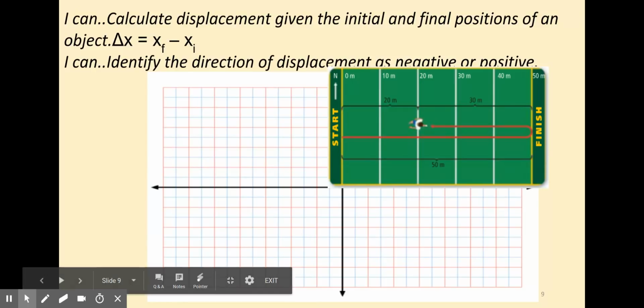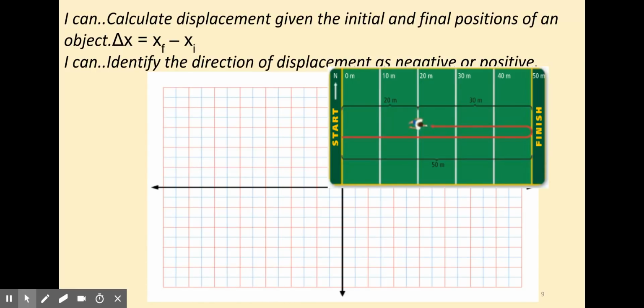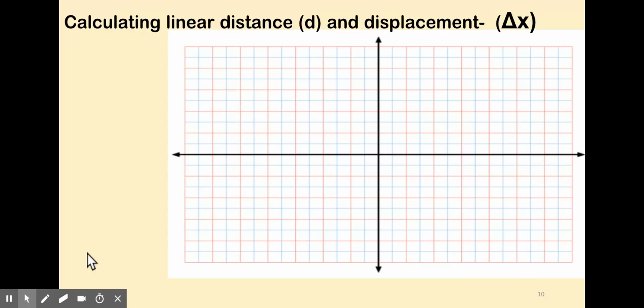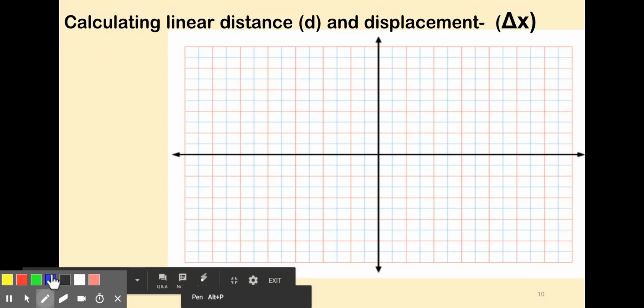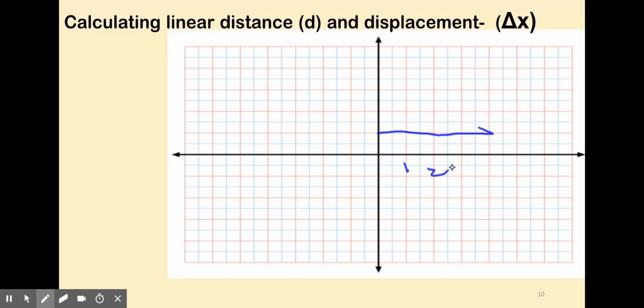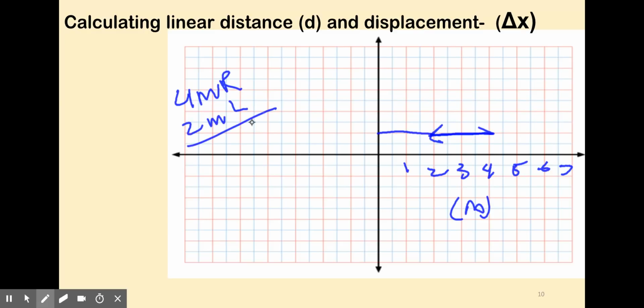So some more practice. Here's the example that I showed you earlier, so we don't need that one. Let's say an object moves. This is 1, 2, 3, 4, 5, 6, 7. This is meters as our unit. So if an object moves 4 meters to the right and it moves back 2 meters to the left, what's the total distance traveled? 6. What's its change in position? Its displacement. It ends up here, 2 from where it started, or 4 minus 2.